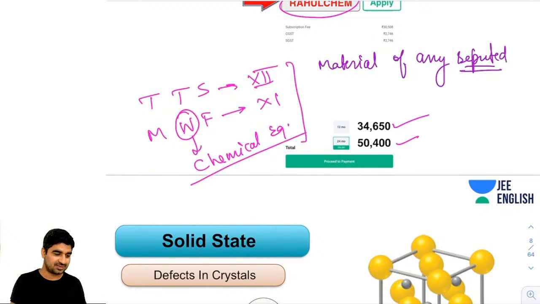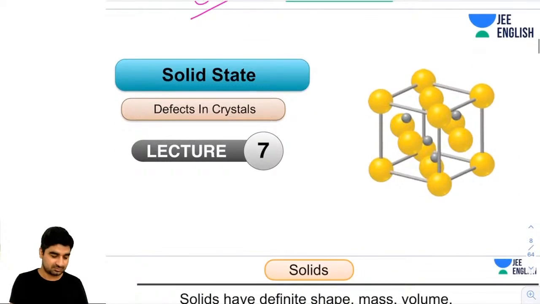Just solve this. So let's start. Defects in the crystals. Let's start it, guys. Defects in the crystals.